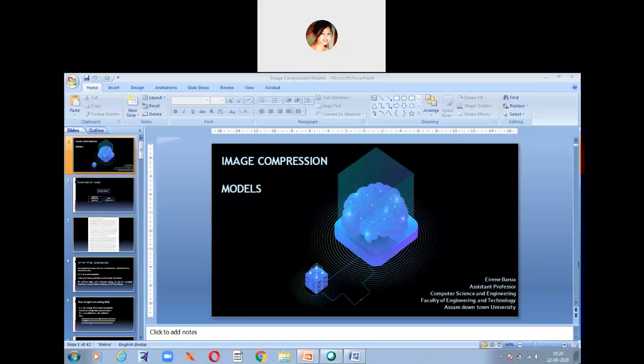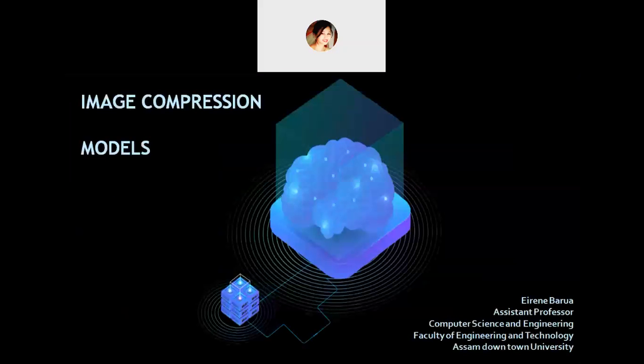Okay, so yesterday we did revision on previous topics, that is compression and its techniques, right? So today we'll go on with image compression models. Previously we discussed what is image compression, some important concepts, and the structure of an image compression model, that is encoder and decoder. So today we'll go on with image compression models.